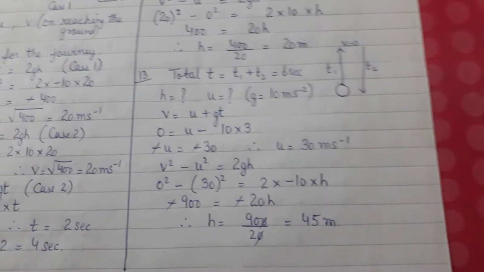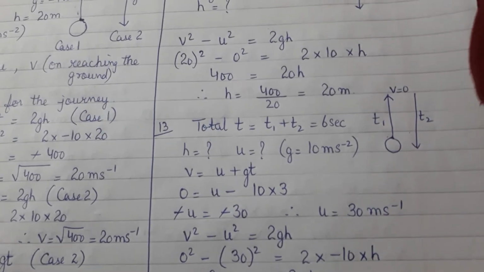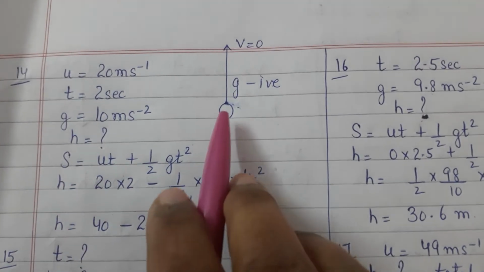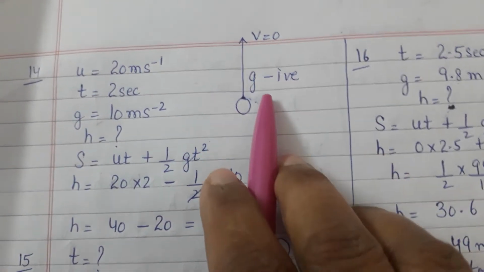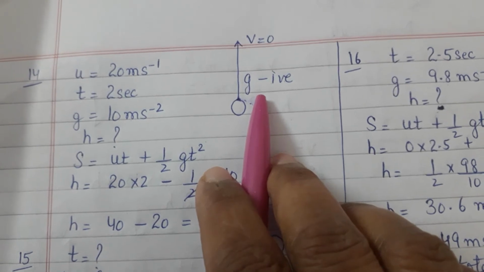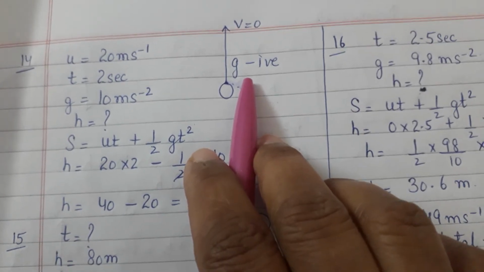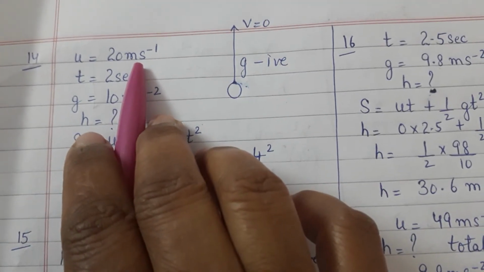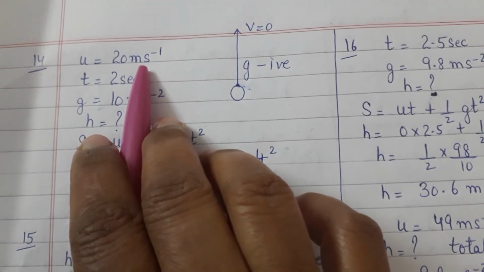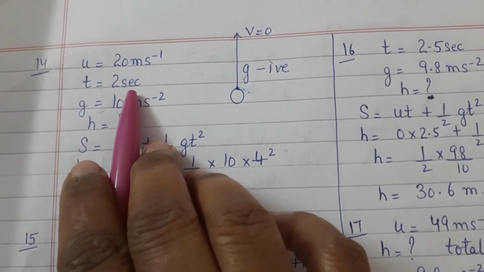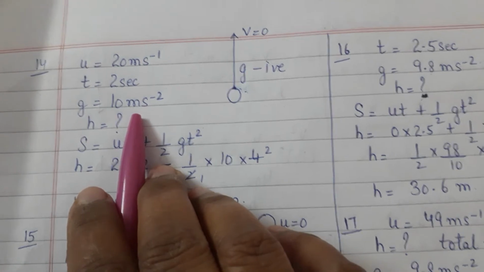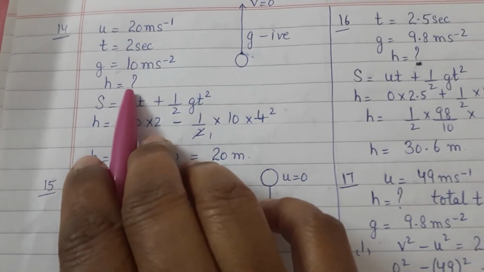Okay, children. Now, we go to the 14th numerical problem, children. I'll read out the numerical for you. Okay, here it is given a pebble is thrown vertically upwards. So the pebble goes up, value of v is 0 and g is negative because it is moving against the force of gravity, children, right? What else is given in this question? You have been given the value of initial speed 20 meters per second, and the time taken to reach up is 2 seconds. The value of g is 10 meters per second square. It is given in the question. You need to find out the value of h, right?